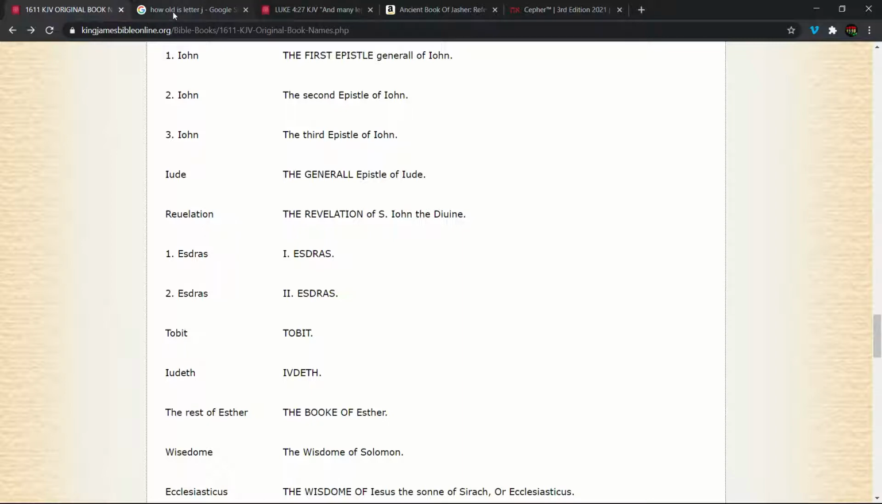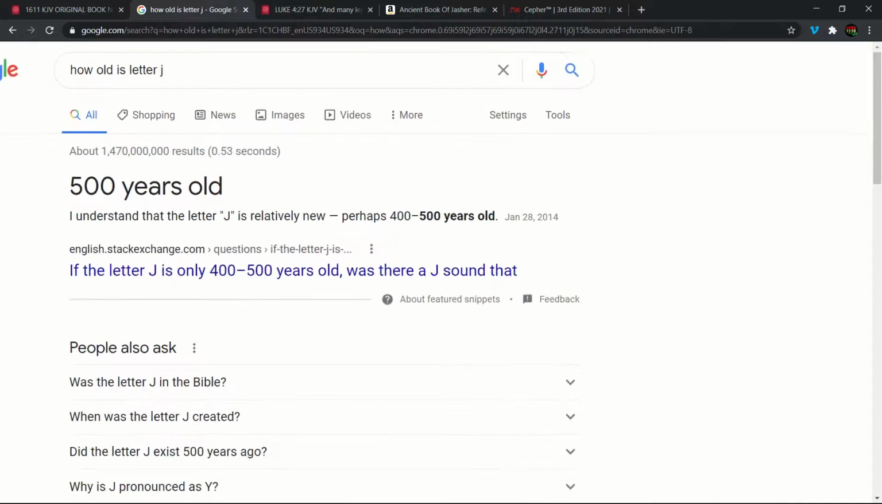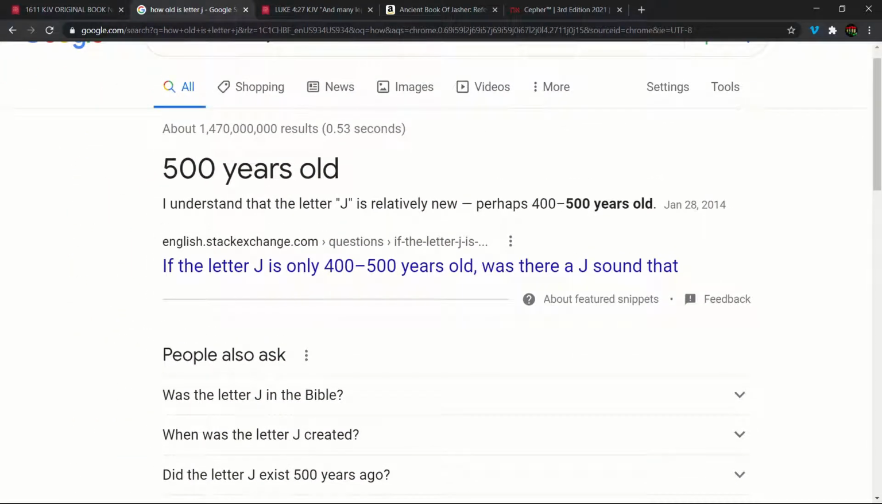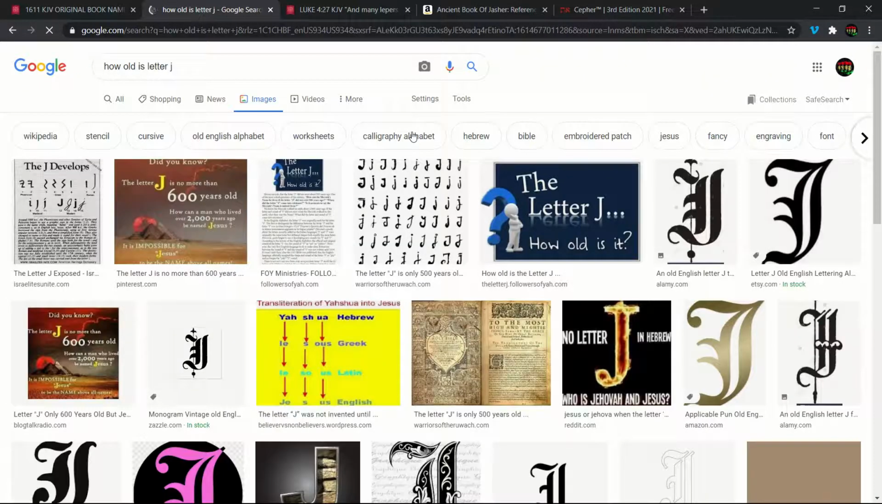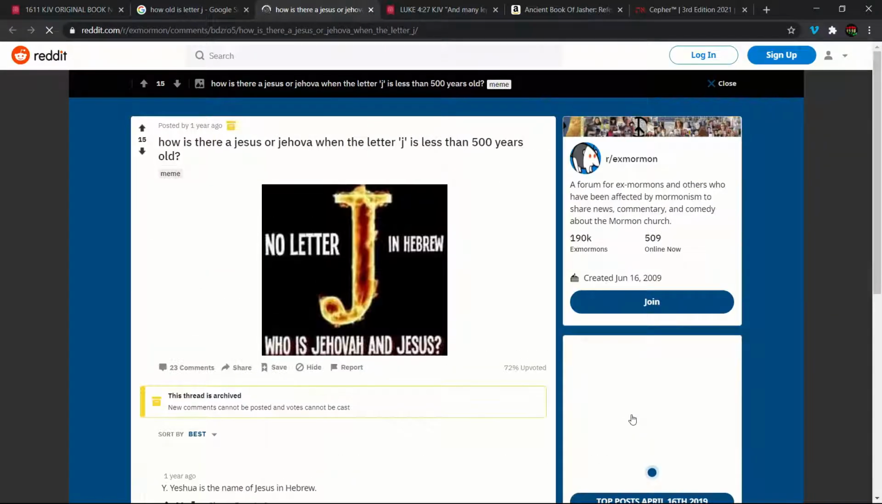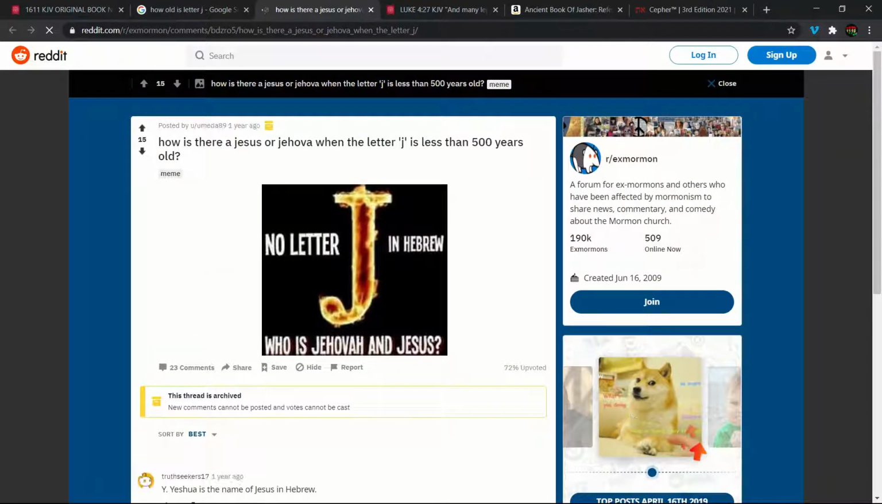Okay, here's something you should know. The letter J is 500 years old. Just do your quick search. See it up at the top. How old is letter J? 500 years old. All right. Let me see what comes up on the images. Now this is what you should really think about before you criticize people trying to tell you the truth.